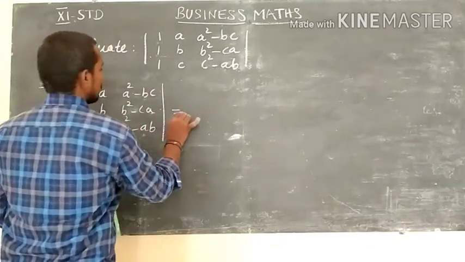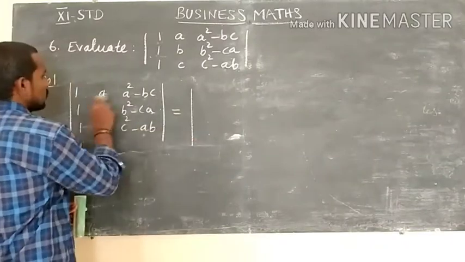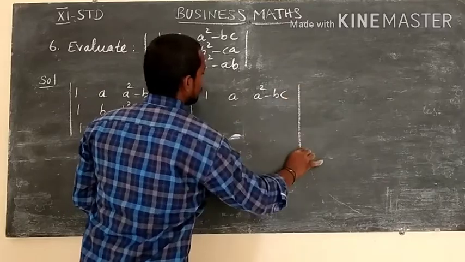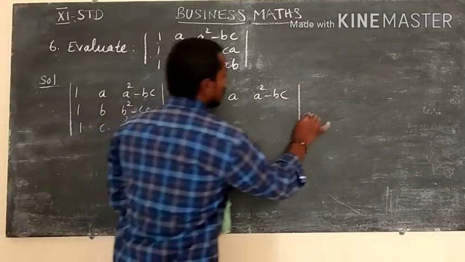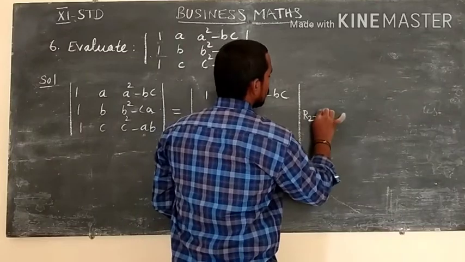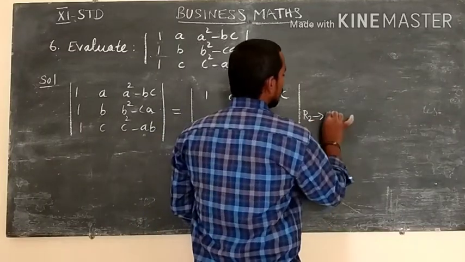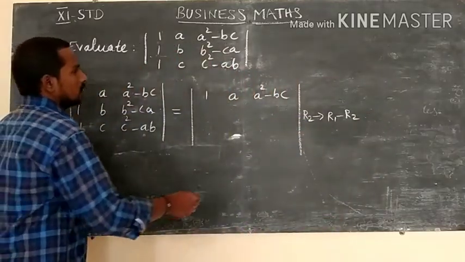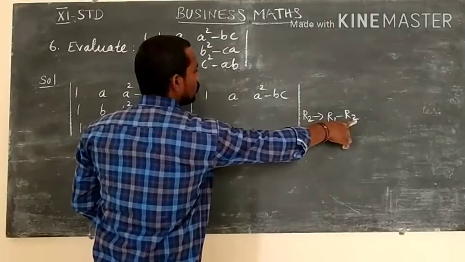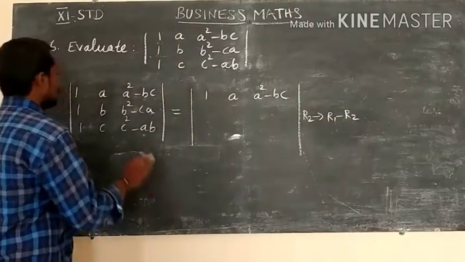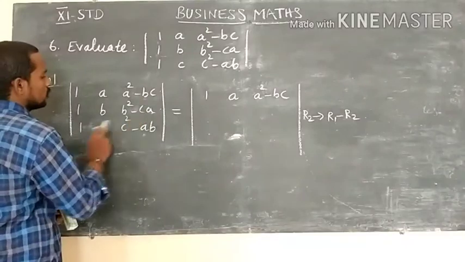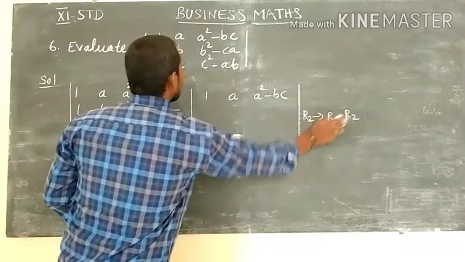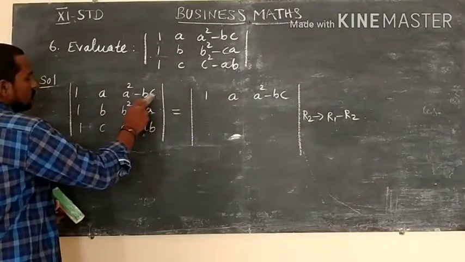This is the determinant. Row 1 is 1, a, a squared minus bc, and this is row 2. Let's change row 2: row 2 becomes row 1 minus row 2. Here, subtract row 2 from row 1. This is row 1, this is row 2, this is row 3. So row 2 changes to row 1 minus row 2.